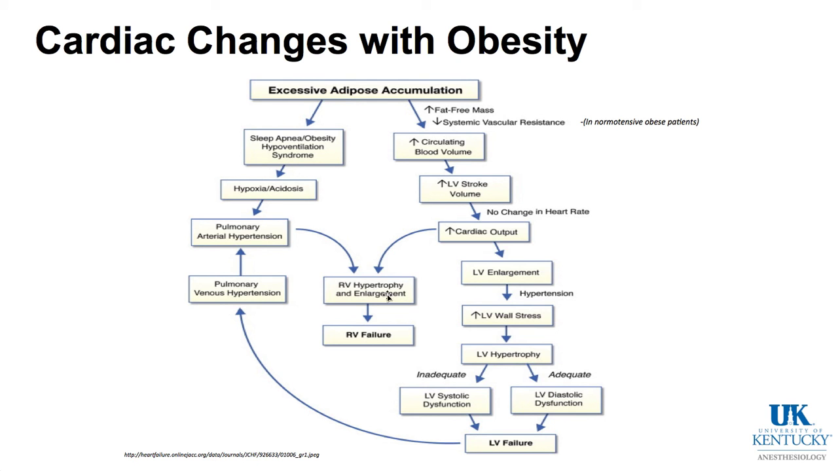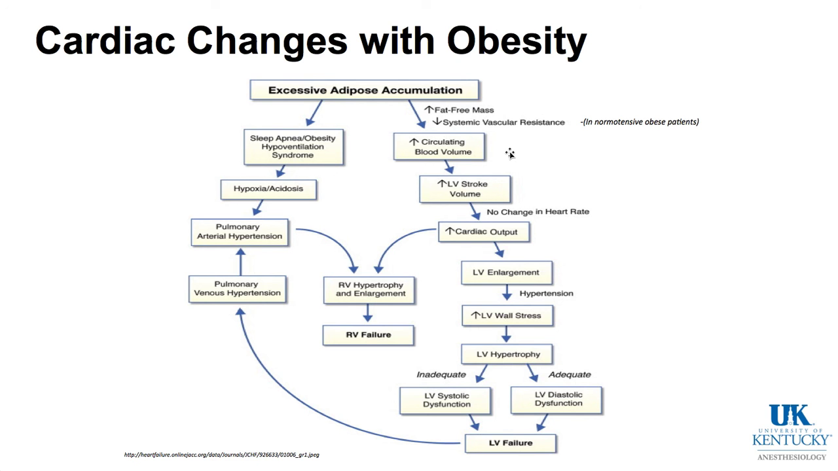On the other side of this graphic, it shows the excessive adipose accumulation resulting in increased circulating blood volume, more blood going to all this extra fat tissue. The left ventricle has to work more. There has to be an increase in cardiac output with little change in heart rate. As the increase in cardiac output is required, the right ventricle can hypertrophy and enlarge, and the combination of pulmonary arterial hypertension and increased flow can result in RV failure.